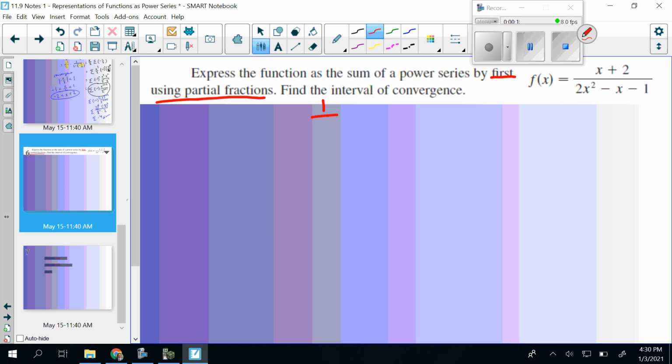So what we've been doing on these other ones is we want to make sure that if we have a geometric one, that it's the same as 1 over 1 minus r, that's the sum if we have a geometric series. So how do we make this one geometric? Like it said, we're going to do partial fractions on this.